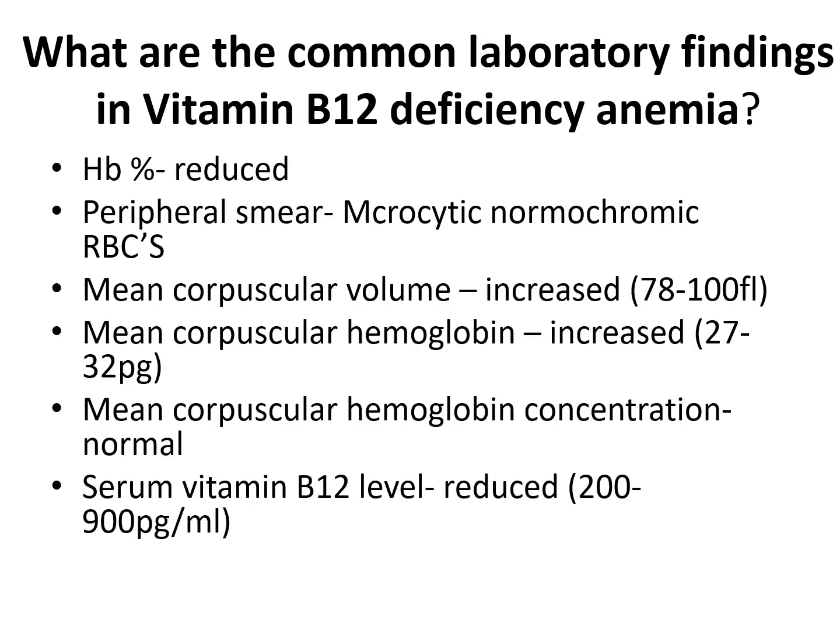What are the common laboratory findings seen in B12 deficiency anemia? HB percentage will be reduced. Peripheral smear shows macrocytic RBCs and normochromic RBCs. Mean corpuscular volume will be increased. Normal is 78 to 100 femtoliters. Mean corpuscular hemoglobin is increased. Normal amount is 27 to 32 picograms. Mean corpuscular hemoglobin concentration will remain normal. Serum vitamin B12 level will be reduced and normal is 200 to 900 picograms per ml.